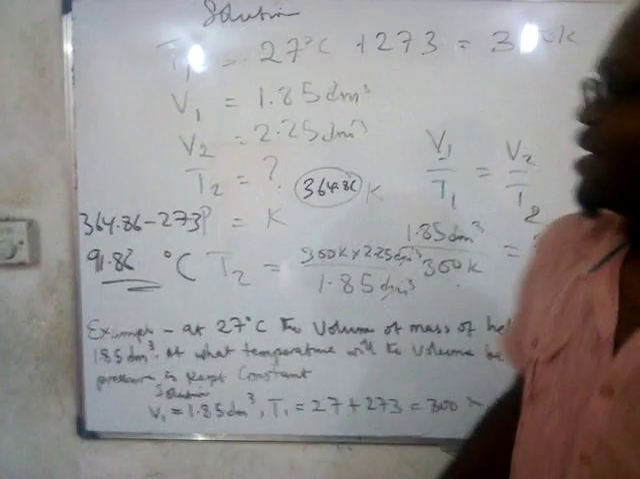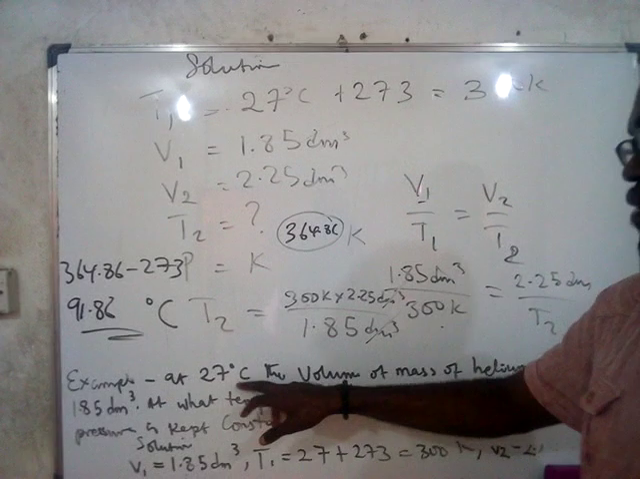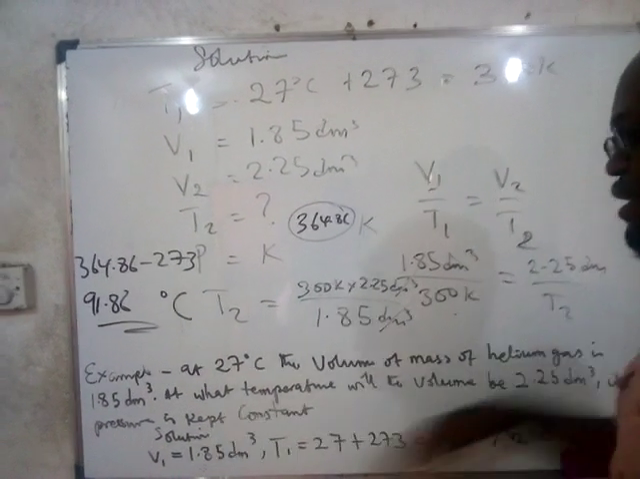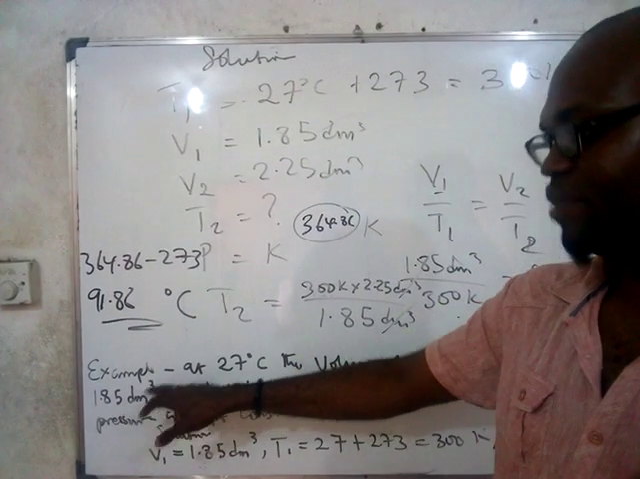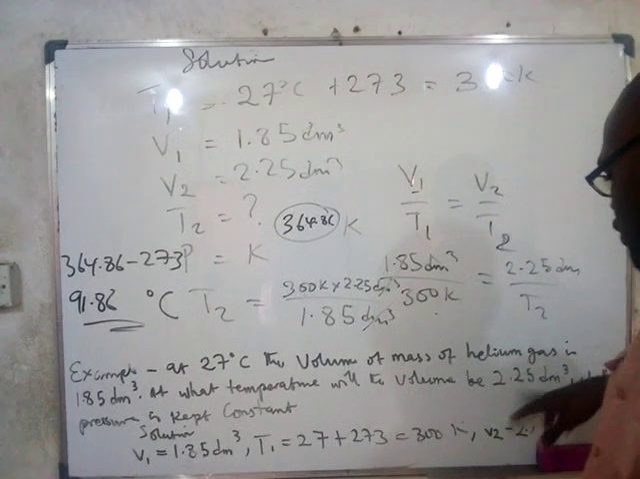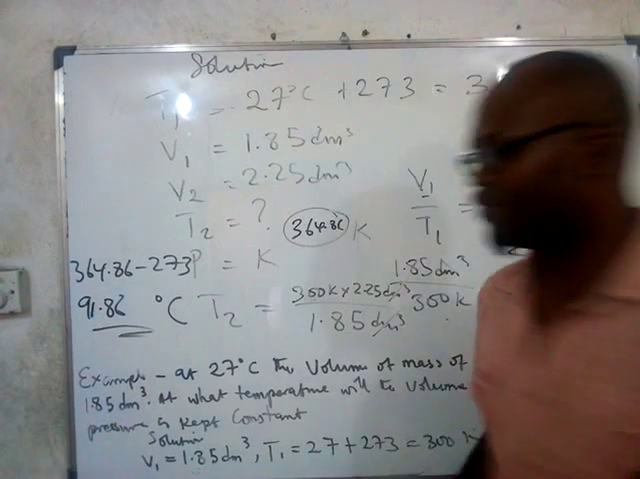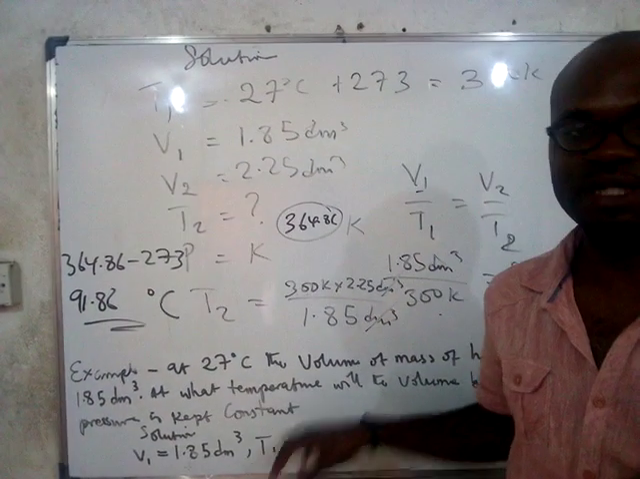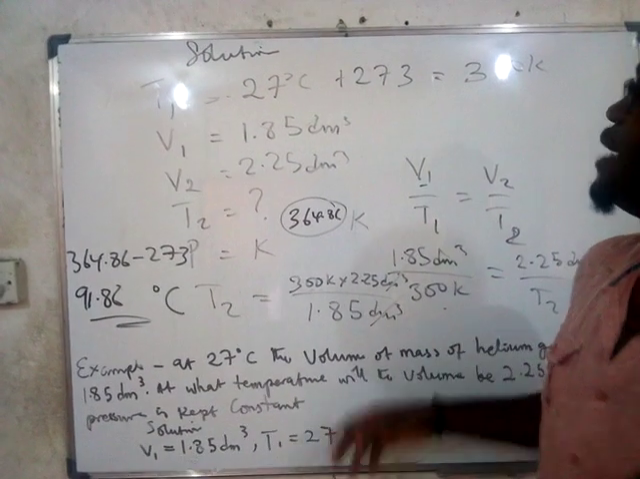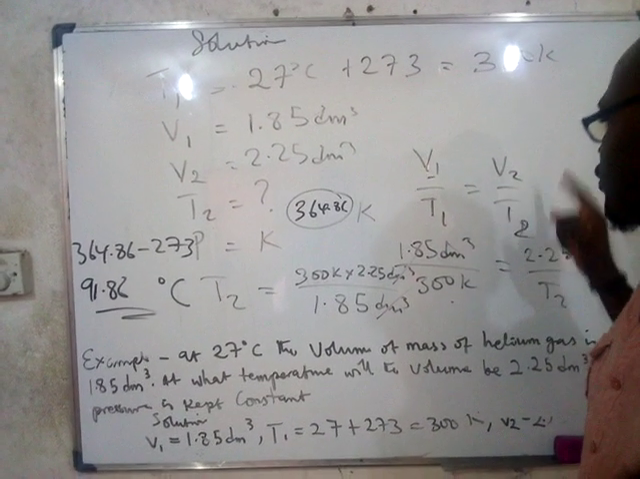Yes, let's quickly look at this Charles law problem. At 27 degrees Celsius, the volume of a mass of helium gas is 1.85 dm cubed. At what temperature will the volume be 2.25 dm cubed, if the pressure is kept constant? Whenever you hear the word pressure is kept constant, know that you're using the formula for Charles law. The formula simply states that V1 over T1 is equal to V2 over T2.